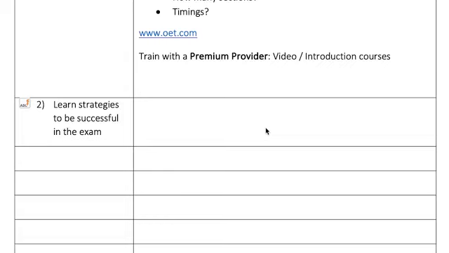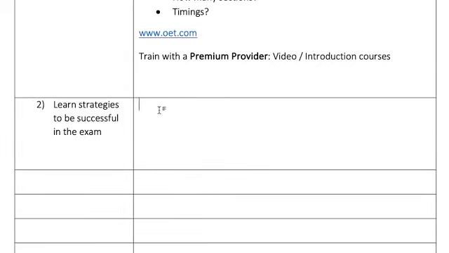And there's a really, really good saying that came from Michael Jordan, the basketball player. You don't say practice makes perfect. You say perfect practice makes perfect.